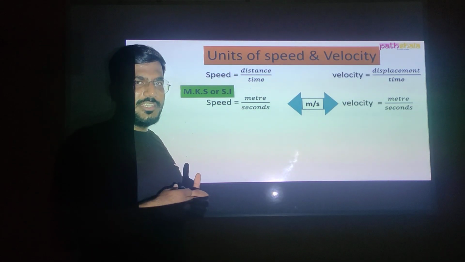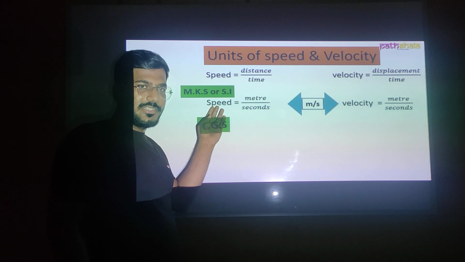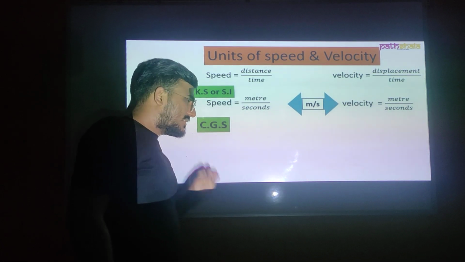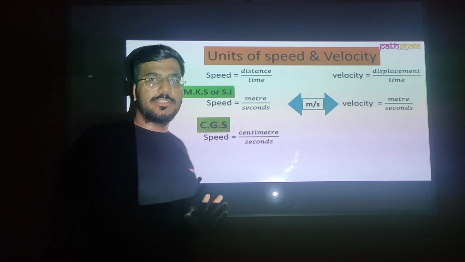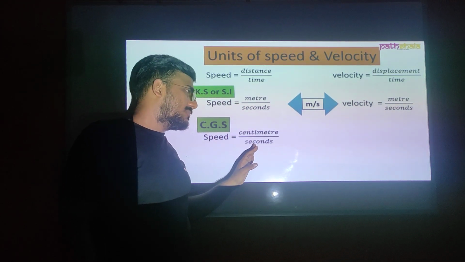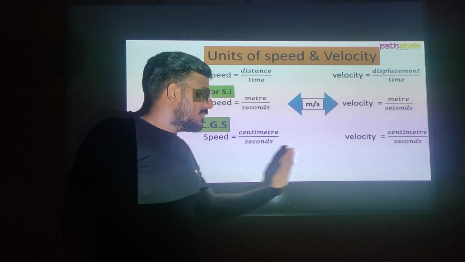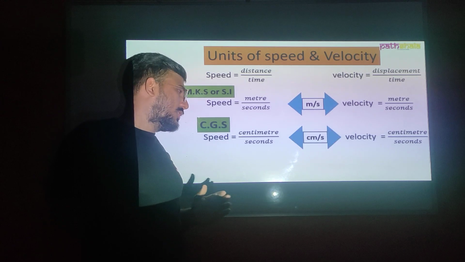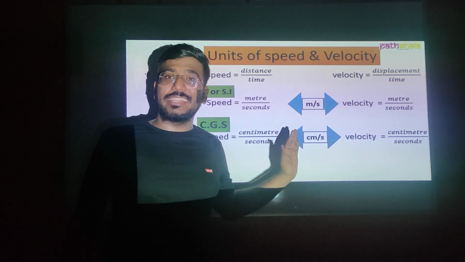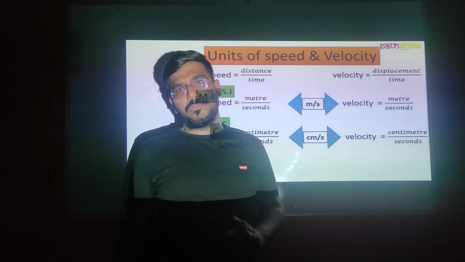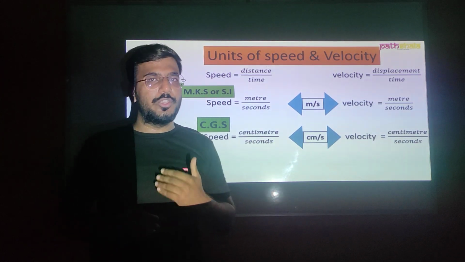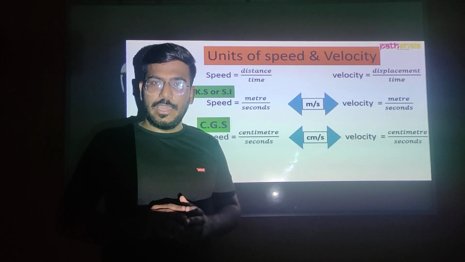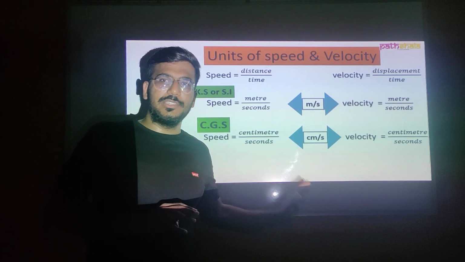Now let's talk about CGS unit. In case of CGS, the formula will be same. Speed is distance upon time, but in CGS system, distance is measured in centimeter and time is measured in second. Same will be the case for velocity also. Distance is measured in centimeter, time will be in second. So the unit will be centimeter upon second or centimeter per second. So this explains what the unit for speed is. Units for speed are meter per second, SI unit, and centimeter per second, that is CGS unit.